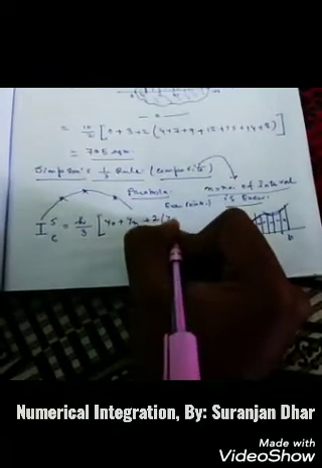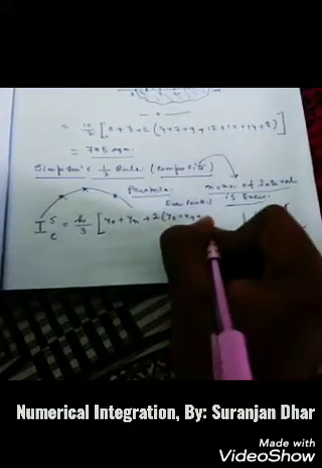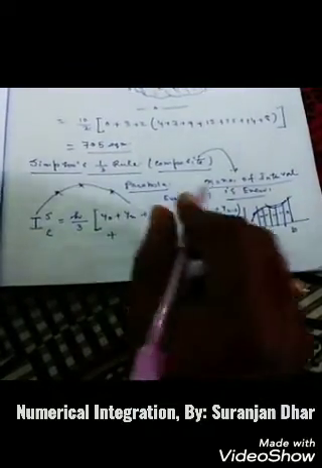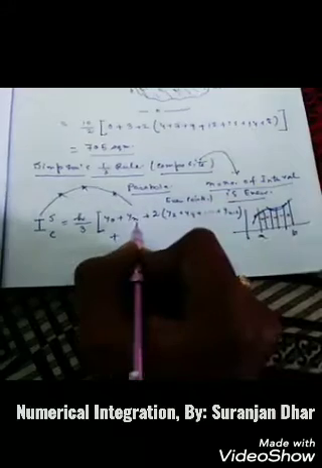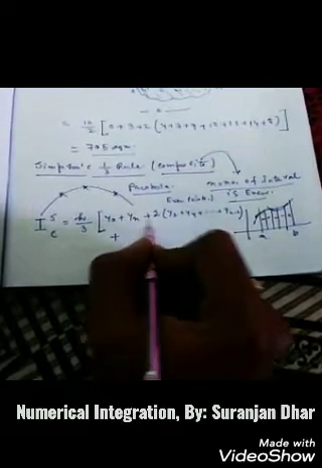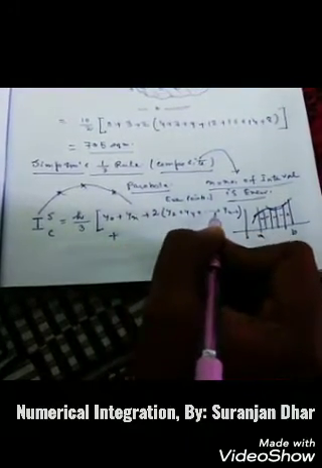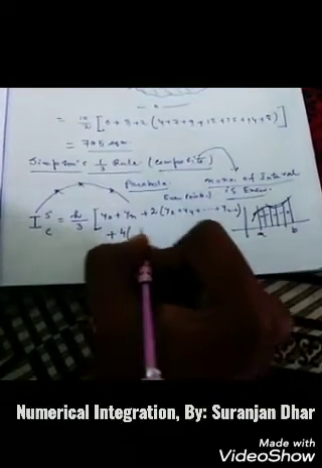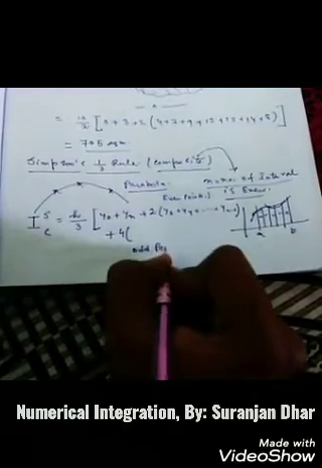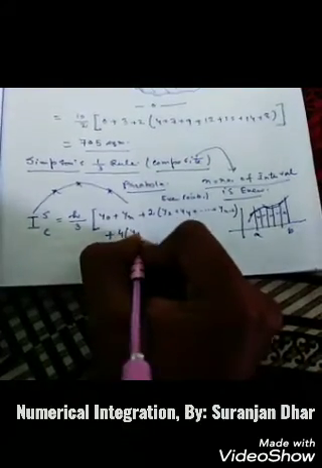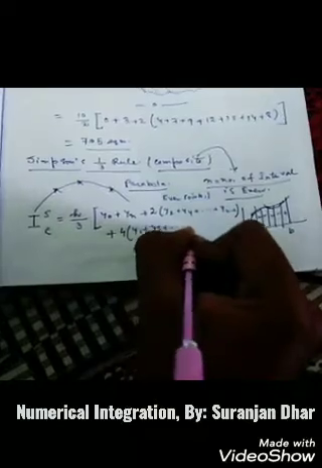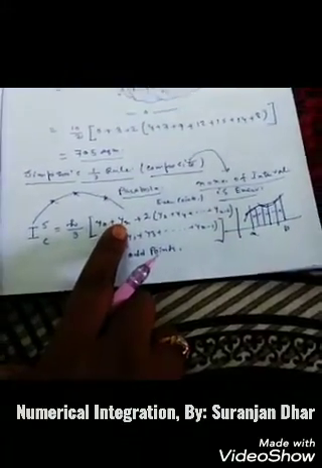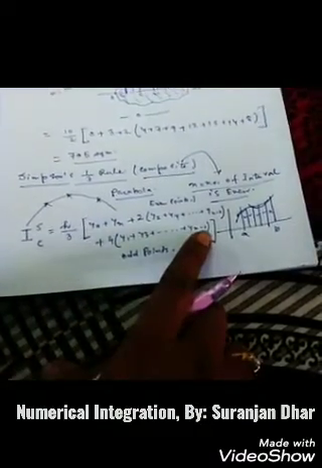What are the even points? y2, y4 up to y_(n-2). Why is it n minus 2? If the interval is 10, the last point is y10, so we go 2, 4, 6, 8, up to n minus 2. And 4 into odd points. Odd points mean y1, y3 up to y_(n-1). If the total number of intervals is 10, we end at y9.